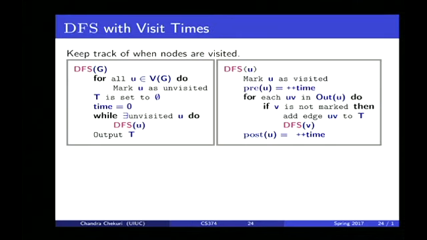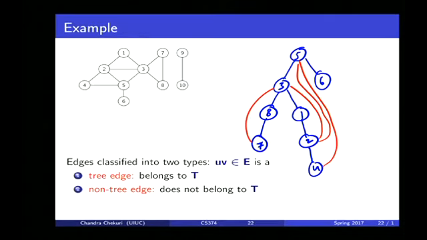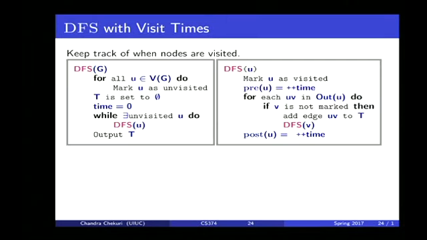So one important useful piece of information that you can keep track of, in addition to this tree, is a notion of time: when did I discover a node, and when did I come back to it? So let's add times to this. We keep track of time as we are visiting nodes. Whenever we visit a node for the first time, we associate a pre-visit time with it, and also a post-visit time.